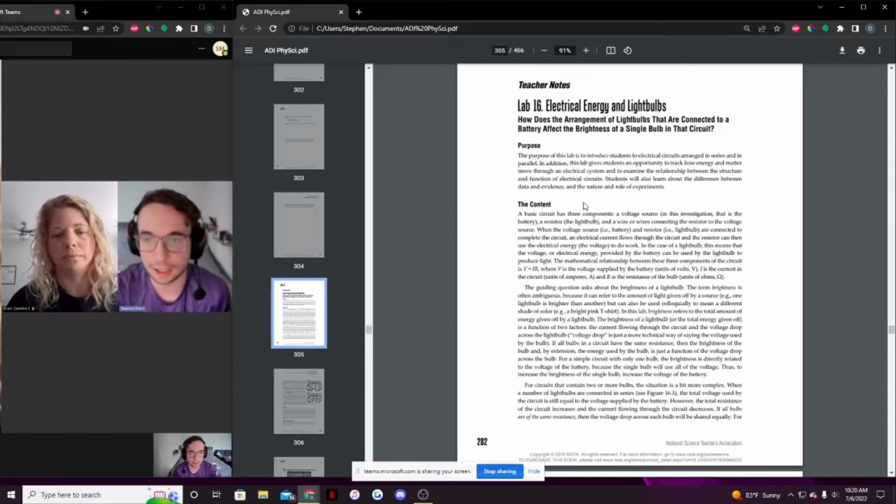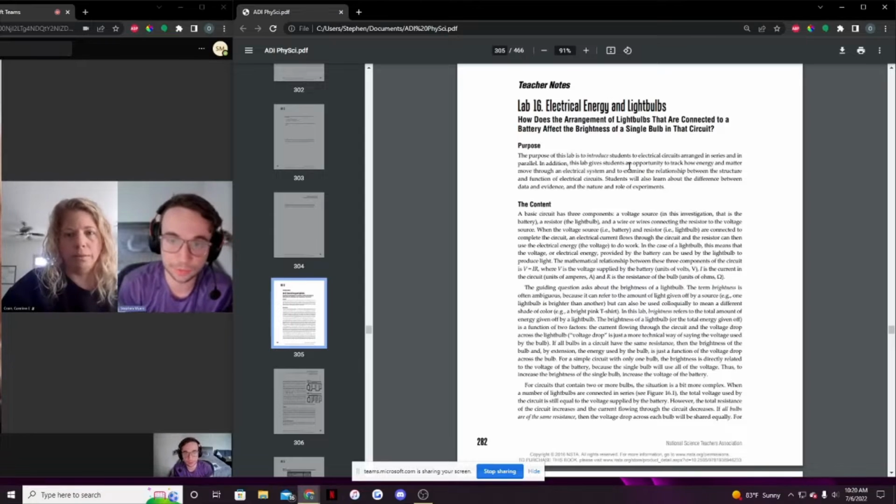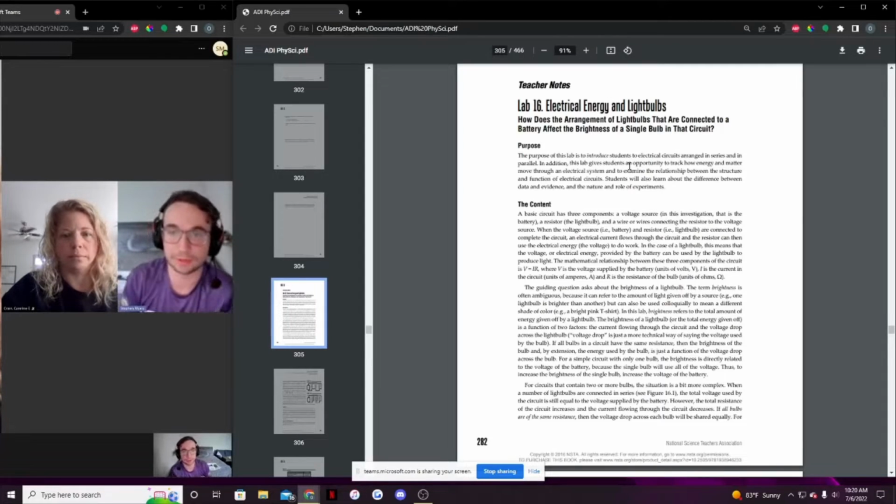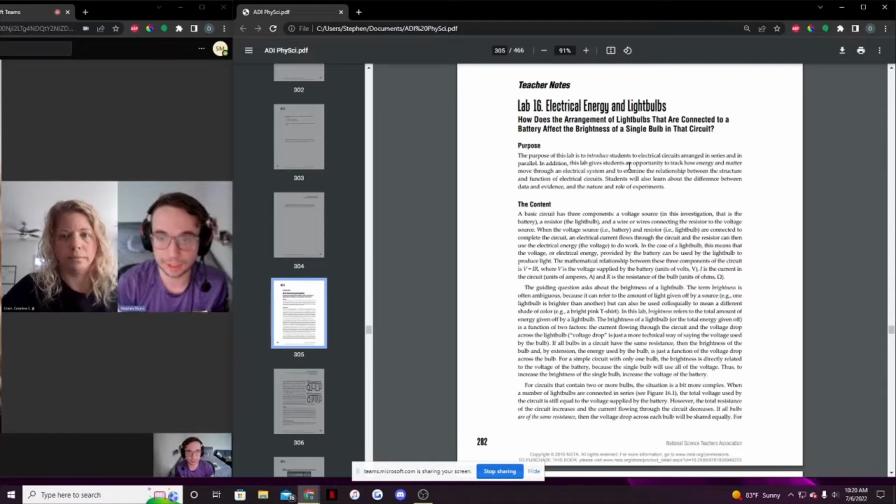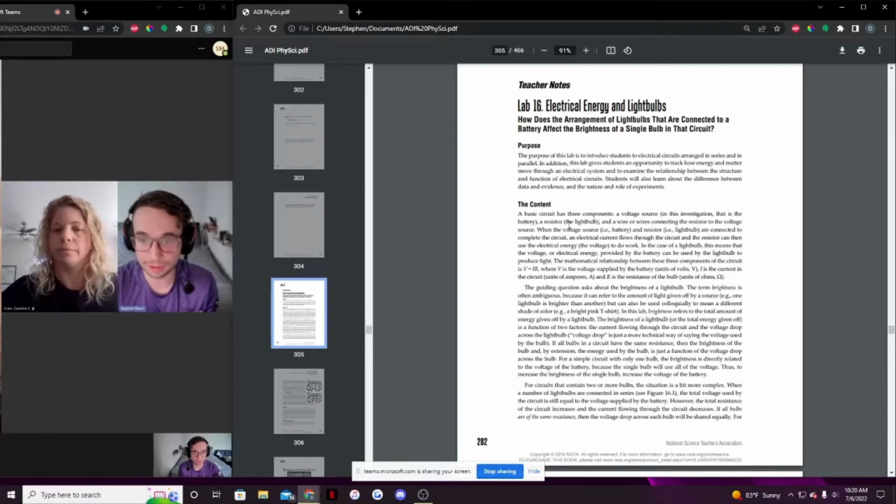So this lab will give students an opportunity to track how energy and matter move through an electrical system and examine the relationship between the structure and function of electrical circuits. Students will also learn the difference between data and evidence and the nature and role of experiments. A basic circuit has three components: a voltage source, a resistor, and wires connecting the resistor to the voltage source.